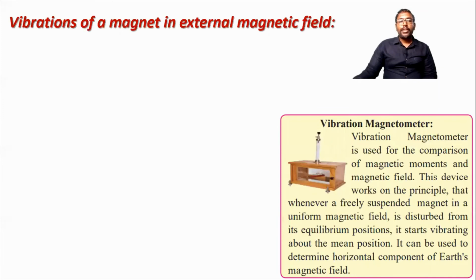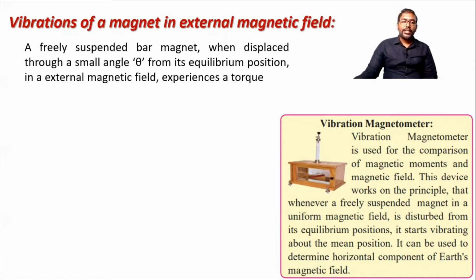Now after that, the next article: vibration of a magnet in an external magnetic field. The example is the vibration magnetometer. Now we consider a freely suspended bar magnet, displaced through a small angle theta from the equilibrium position in an external magnetic field, and then it experiences torque. How much is the formula of the torque? Minus mb sin theta is the torque.